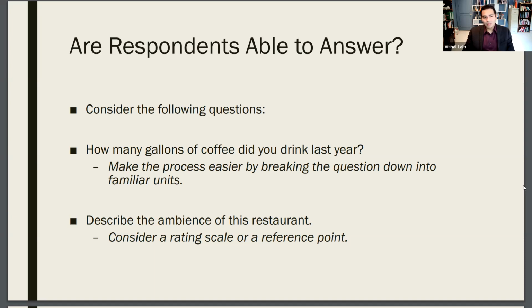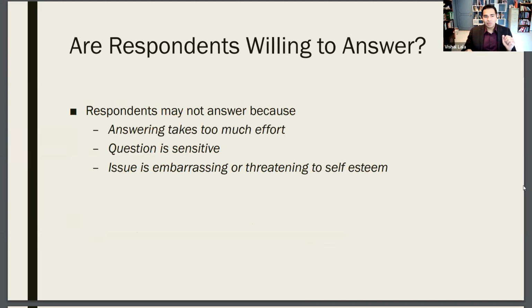Clearly, no respondent is going to take the effort of figuring out the number of gallons of coffee I drank last year by figuring out volume and so on. Certain questions are just hard to answer, like describe the ambience of the restaurant. Now, describing the ambience is hard to do. Yes, you can have somebody write an open-ended response about this, or you can give them a rating scale or reference point, like a bad, good type scale for ambience, and that might make the question more answerable.